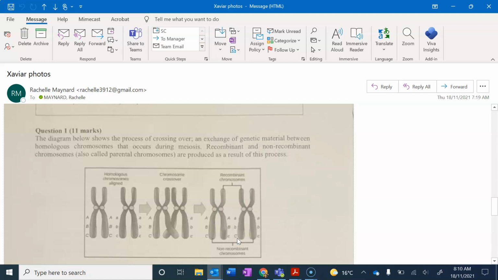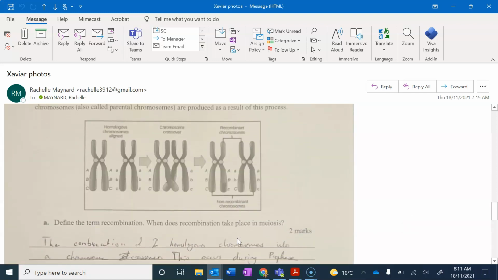Non-recombinant are the parent chromosomes that haven't changed, with their initial allele sequence. But remembering, they're actually recombinant from their parents. So that's how this whole idea of variation between generations occurs. Now, let's have a look at our questions.